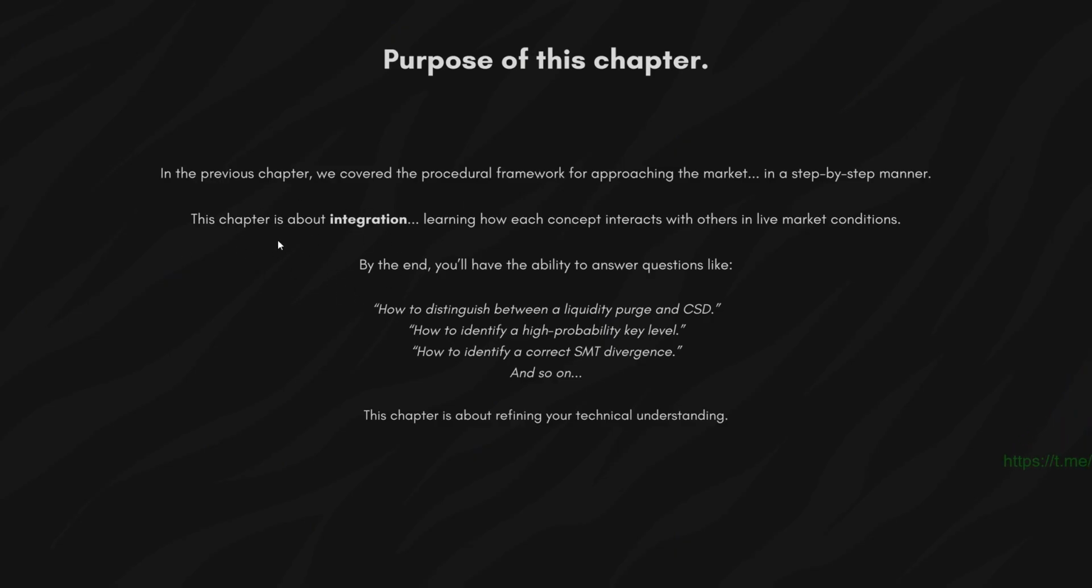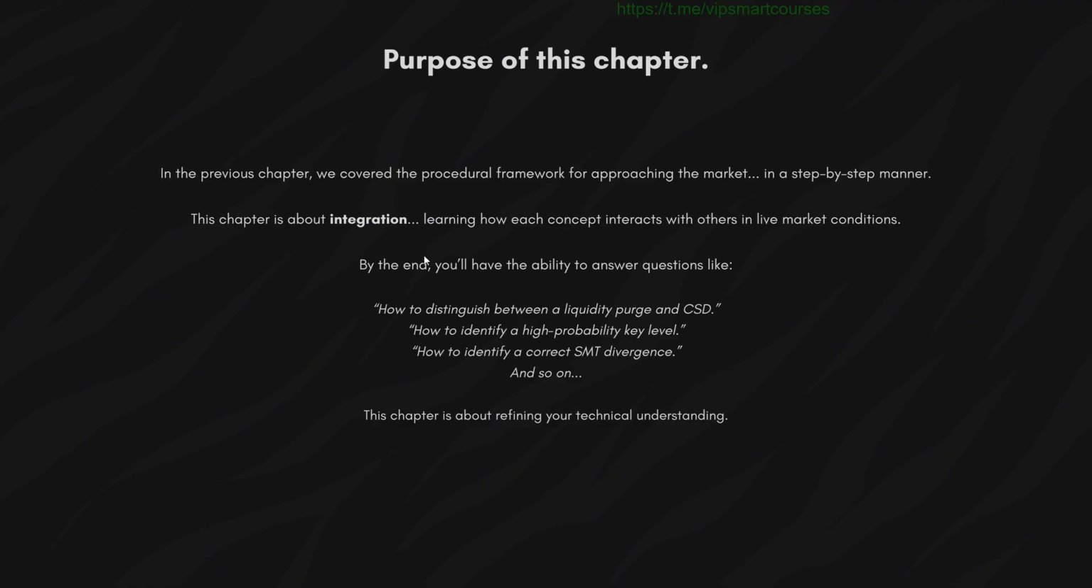This chapter is about integration. And what I mean by that is that now that you've actually learned about the frameworks and how they work together, the goal here is to show you how different concepts interact with each other and how they integrate with each other in real-life market conditions. Okay, so instead of treating each concept like an isolated tool, we're now going to learn how they interact with each other and how they are integrated with one another in different conditions.